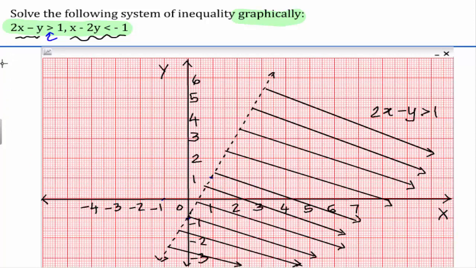Let us draw the line. Here also we need to draw the dotted line because the symbol is only less than, the dotted line passing through these two points. Here is the line which is representing the equation x minus 2y is equal to minus 1. Now we have to select the region.